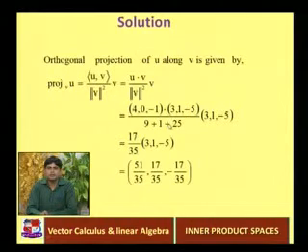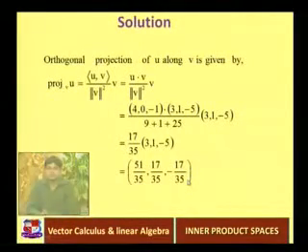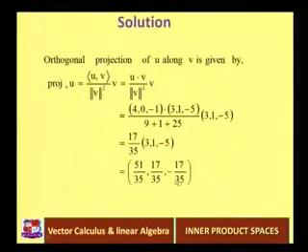upon 25 plus 1 plus 9, that is 35, into 3, 1, minus 5. The resultant value is 51 by 35, 17 by 35, minus 17 by 35. So this is the value of the projection of u on the vector v.